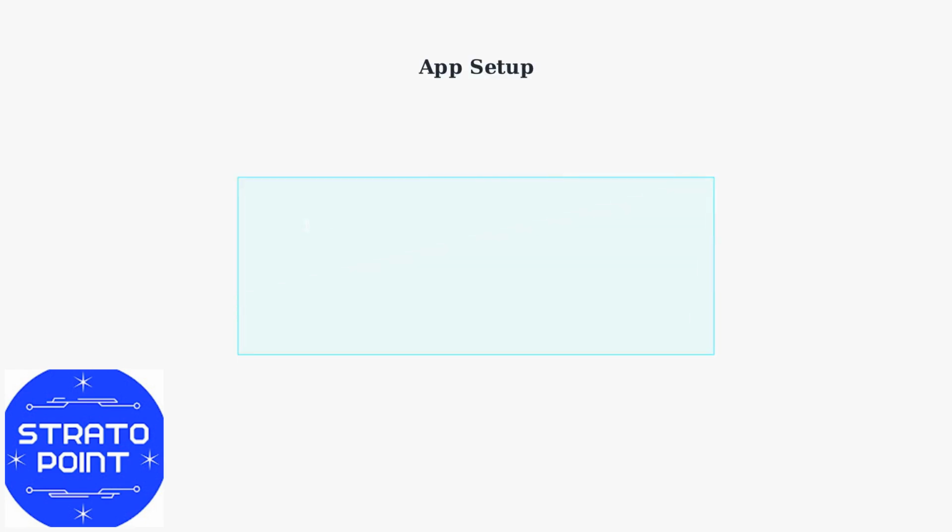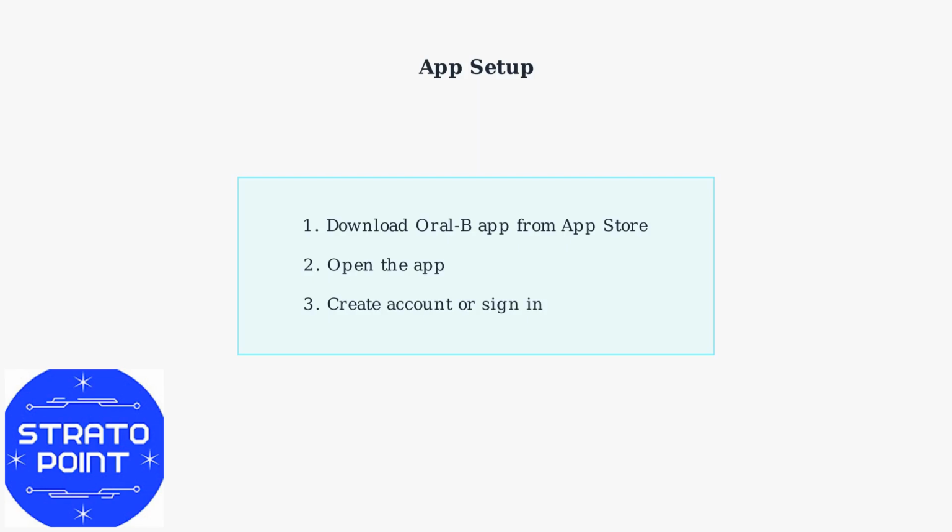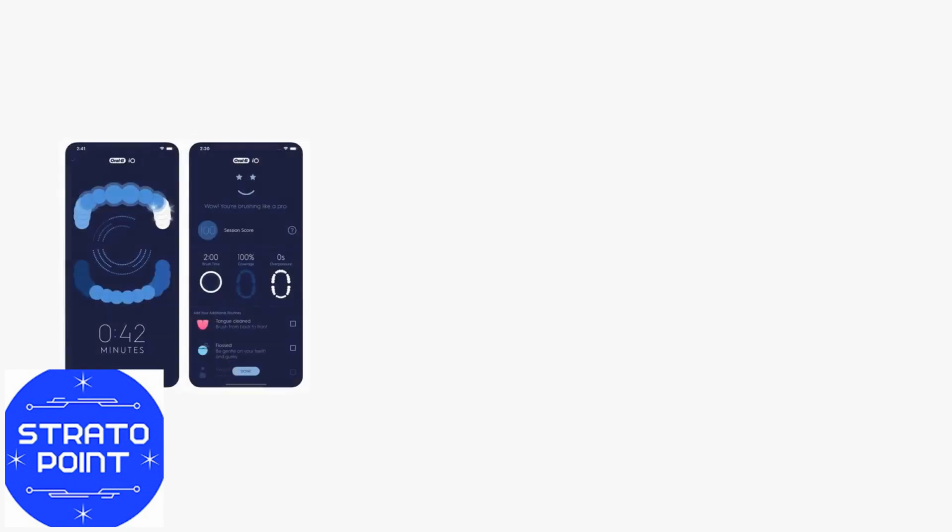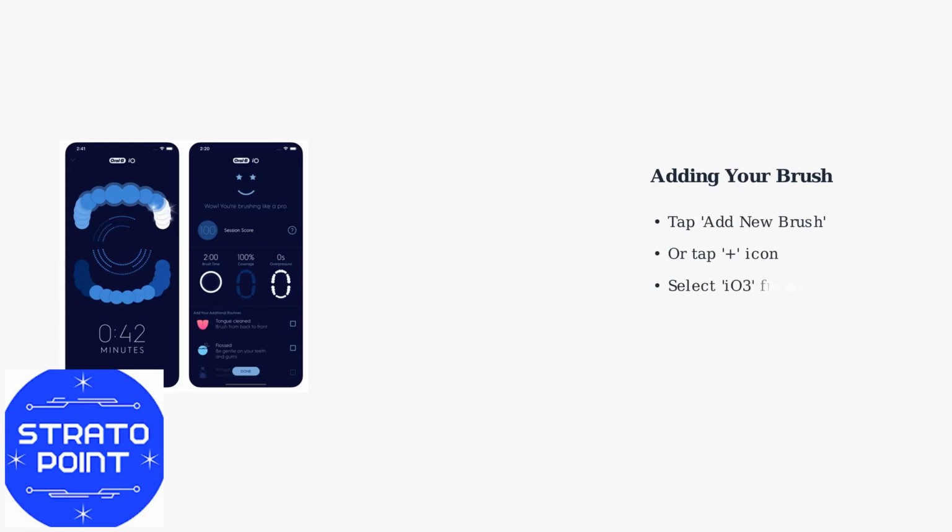Download the official Oral-B app from the App Store. Once installed, open the app and either create a new account or sign in with your existing credentials. In the app, tap Add New Brush or look for the plus icon. From the device list that appears, select IO3 to begin the pairing process.